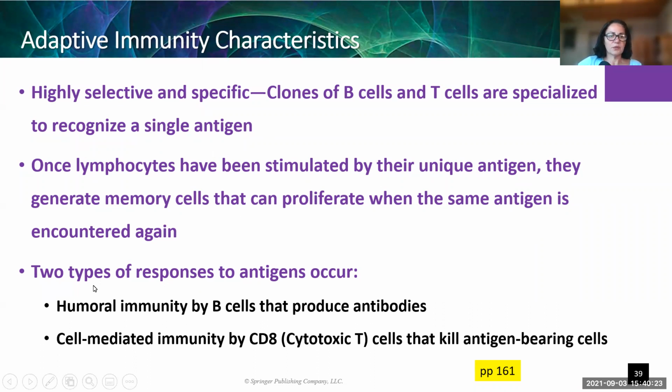You've heard this before. We say there are two types of responses to the antigens. There's the humoral immunity, that's from the B cells producing the antibodies. And there is the cell-mediated immunity. This is by the T cells. And I'll tell more about CD8 cells in a moment.